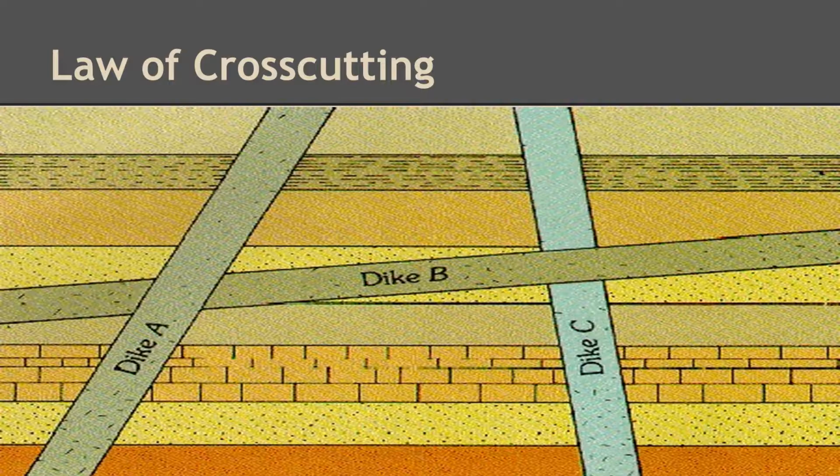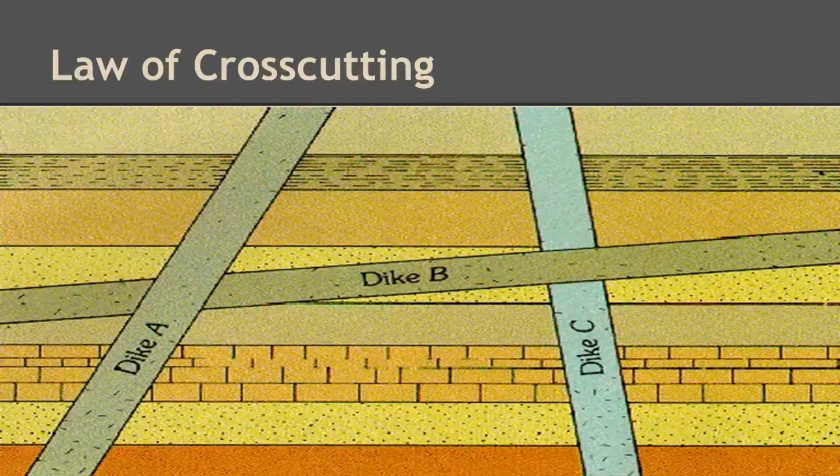So in this case, we have three of them, A, B, and C. And if you look at C, C cuts through all of the sedimentary rock layers. So all of the horizontal rocks, C cuts right through it. So we know C is actually younger than all of those sedimentary rock layers. If we looked at B, we can see that B cuts through C, so B would be younger. And then A cuts through B, so we know that A is the youngest rock out of all of these rocks shown.